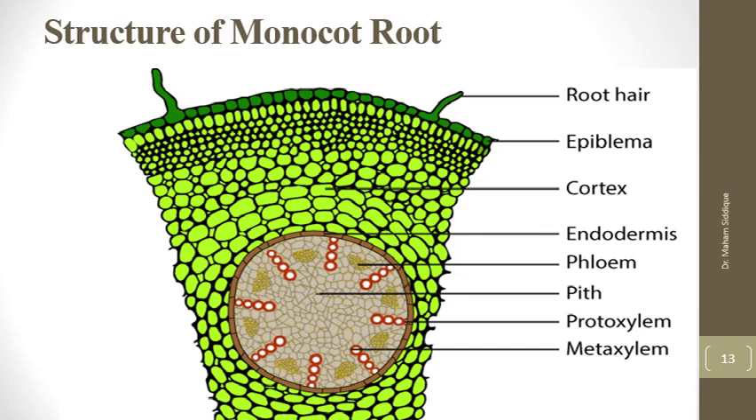Phloem bundles alternate with the xylem bundles. The two are separated from each other by means of narrow strips of conjunctive tissue. The cells of this tissue store food if they are parenchymatous. In the center of the monocot root, pith is present. It consists of parenchymatous cells which may be rounded or angular in shape. Intercellular spaces are present amongst the pith cells. Pith cells also store food.